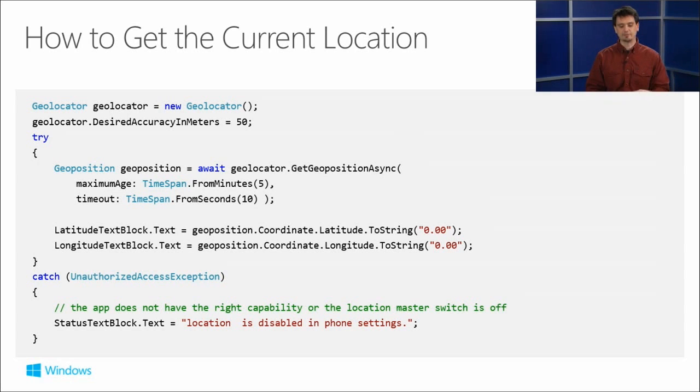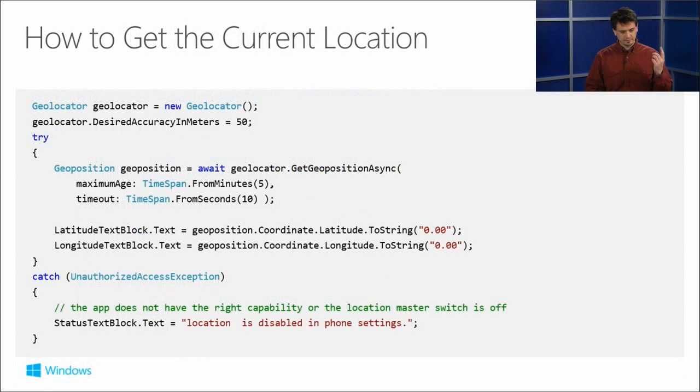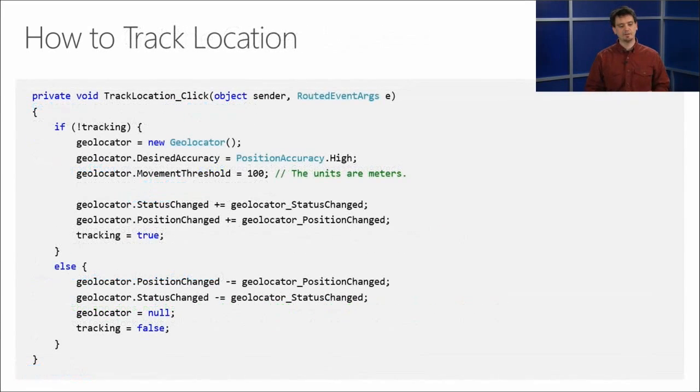And then we can pull that information out by getting our geolocation coordinate, latitude and longitude. And then we can track the location by subscribing to an event that fires off every time the geolocation updates. It's not in here, but it's in the demo. No, it's in here.